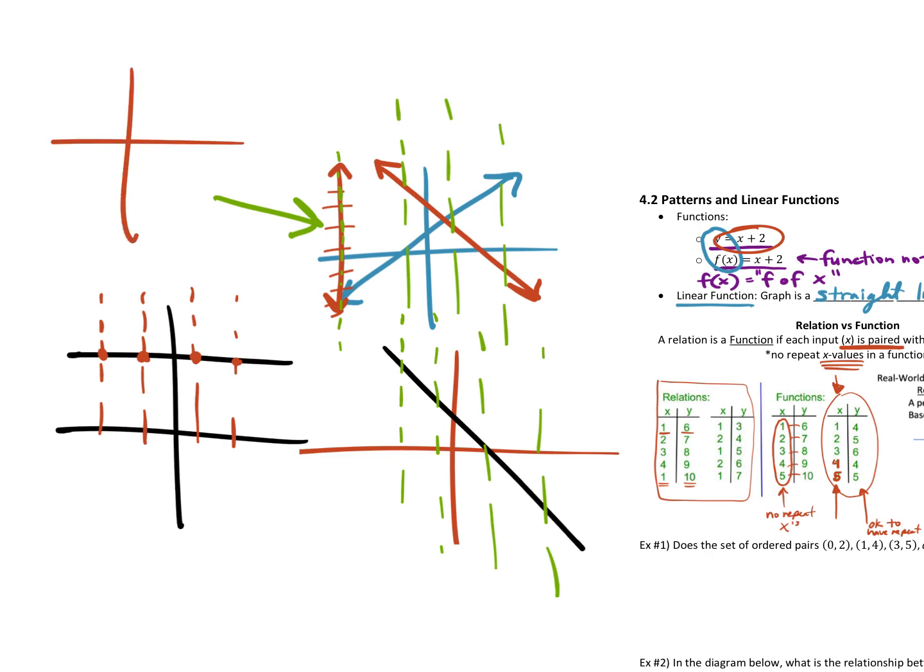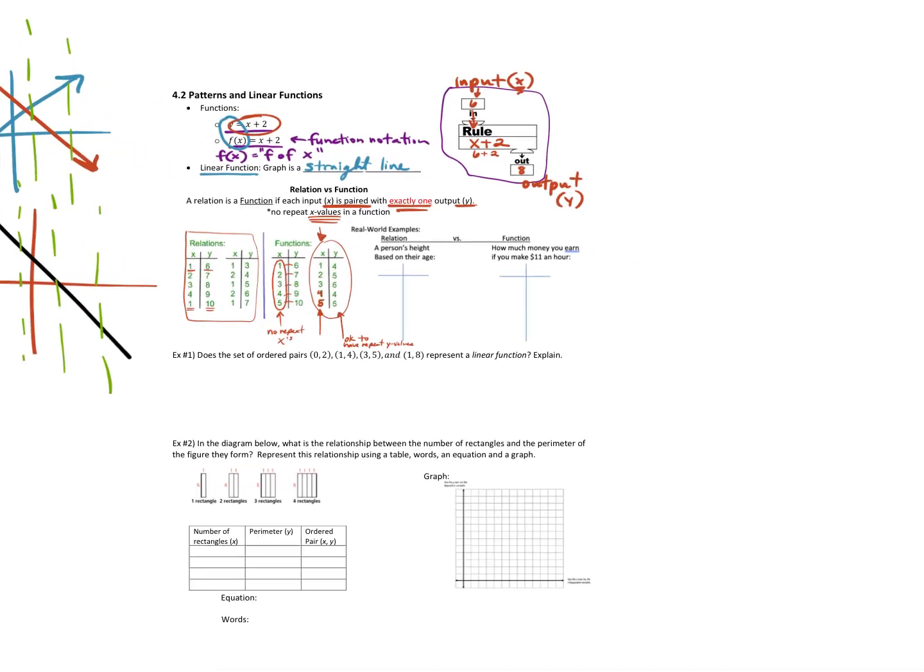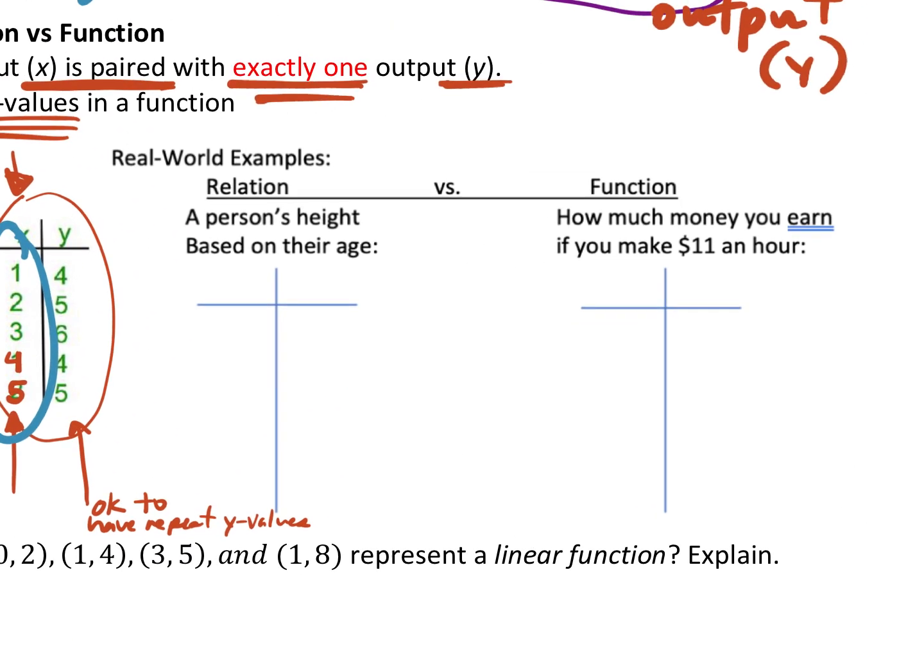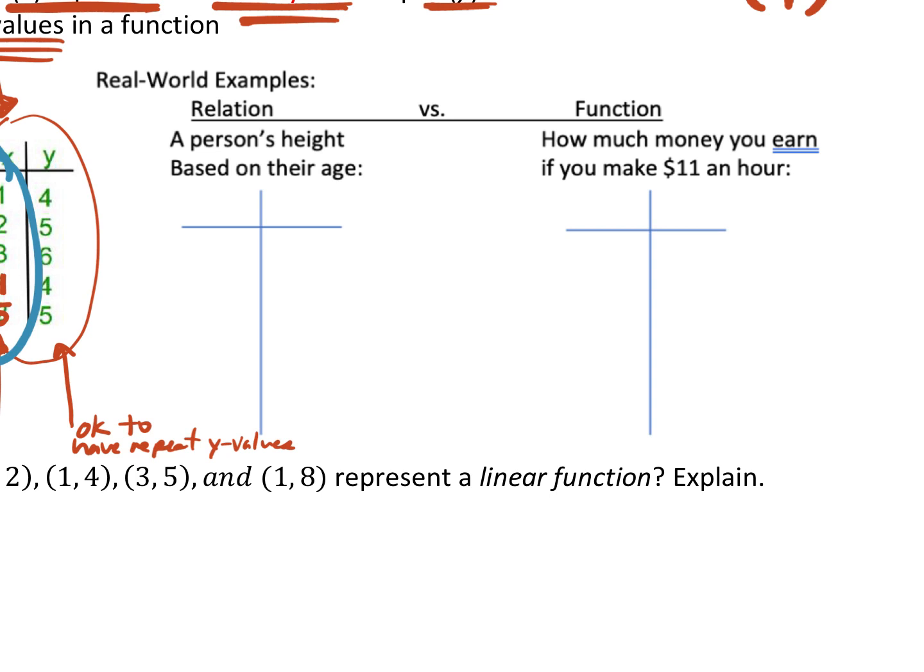If I have something like this, this is not a function because if I draw a vertical line, I hit here and I hit here. Not a function. You have a repeat x value, okay? So that's one way to help you remember function versus not a function, but basically what you're looking for is, do you have repeat x values? If your x values repeat, it is not a function. It is a relation. If they don't repeat, then it is a function, okay? Also a relation.